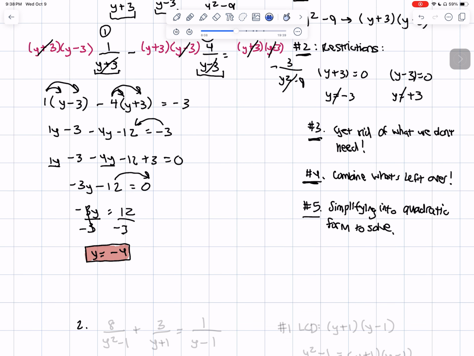Okay, let's do another one. So let's do 8 over y squared minus 1. Before I even start doing this, I want you to try solving this on your own. Pause the video, work on it as long as you need, and then come back and watch the solution. We're going to do that for the next two. Try them yourself and follow the steps that we did here and see what you get.